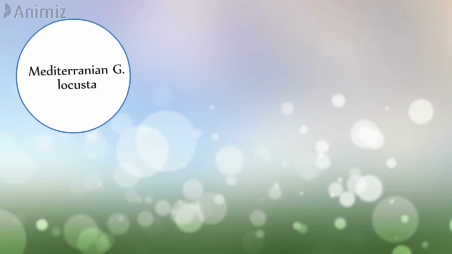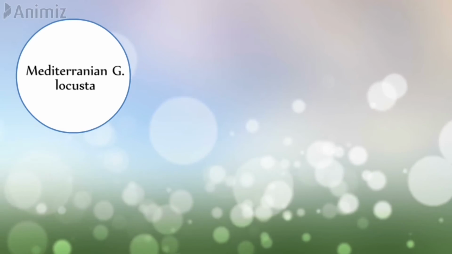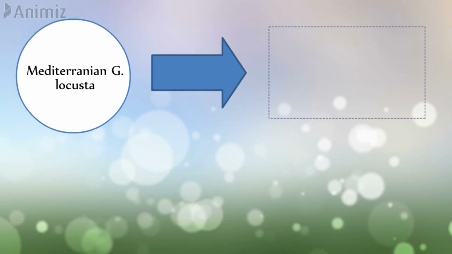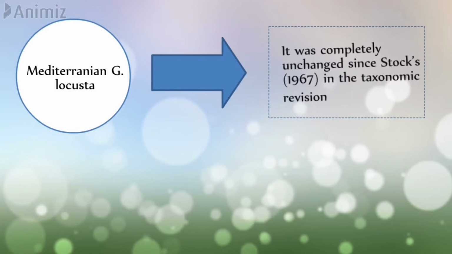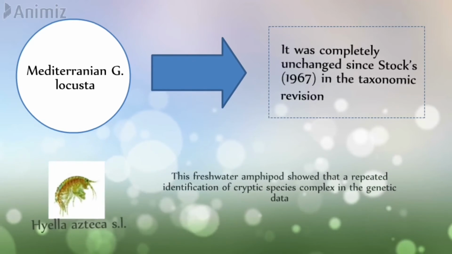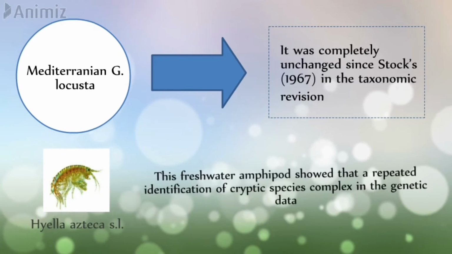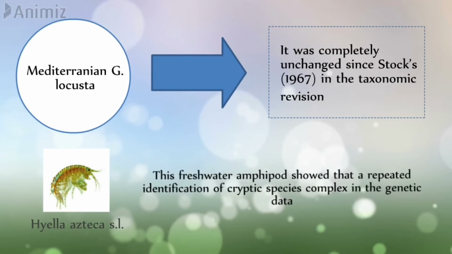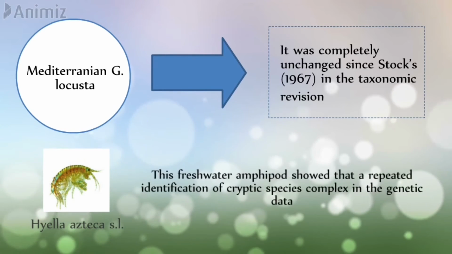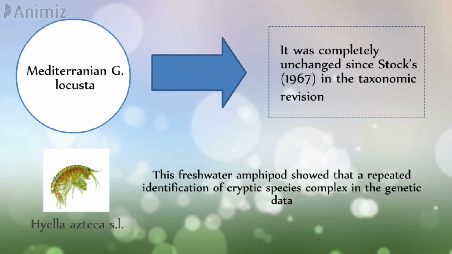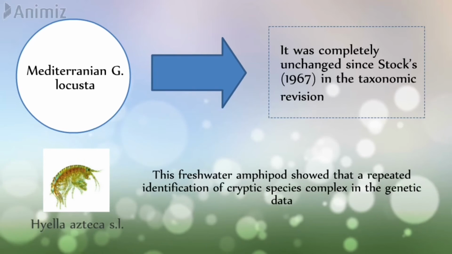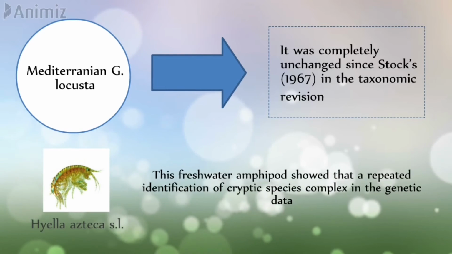However, the Mediterranean G. locusta complex has been completely unchanged since Stock's 1967 taxonomic revision. For example, the findings of a previous study of the freshwater amphipod known as Hyalella azteca showed repeated identification of a cryptic species complex in the genetic data. Therefore, a taxonomic re-evaluation of aquatic amphipods as well as genetic monitoring should be maintained and become a standard practice in keeping the knowledge of invertebrates updated.